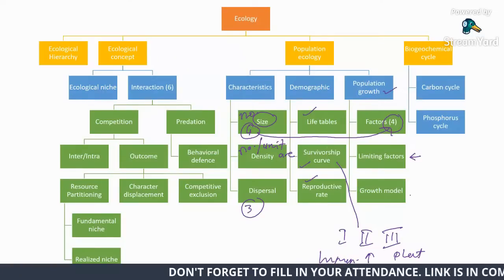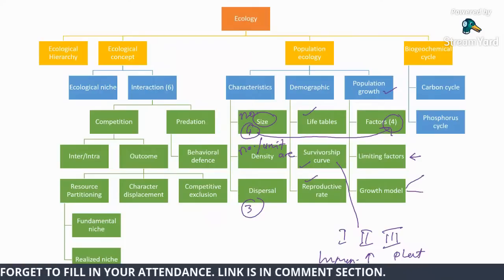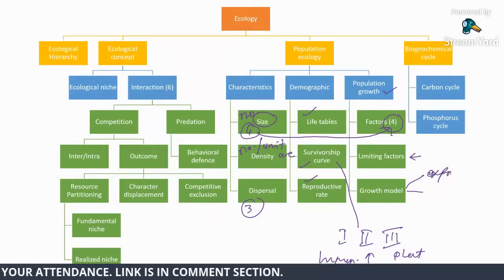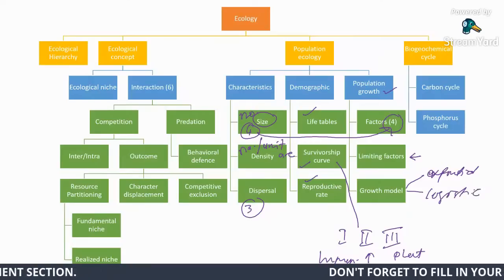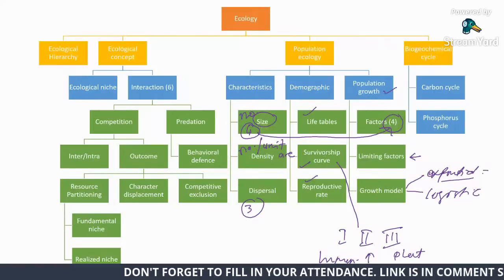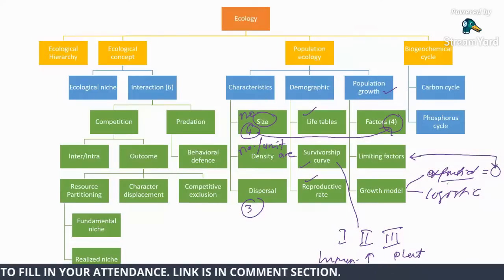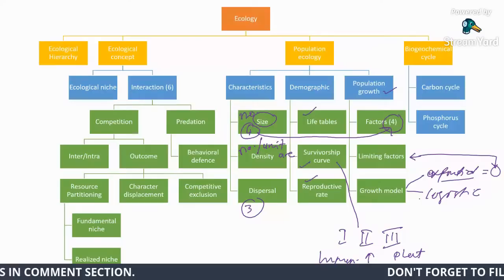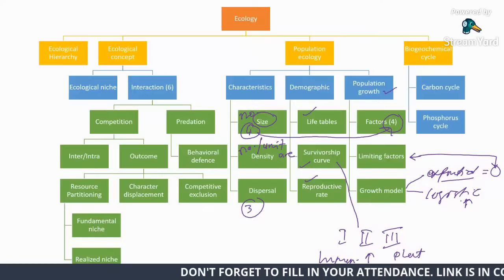Alright, and next you learn about growth model. Ada 2 growth model, exponential and logistic. Right? So untuk exponential, yang ni kalau kita assume limiting factor sebagai zero limiting factor. Okay, dia boleh naik secara eksponen. Okay, logistik ni apabila ada competition lah, apabila ada limiting factor.